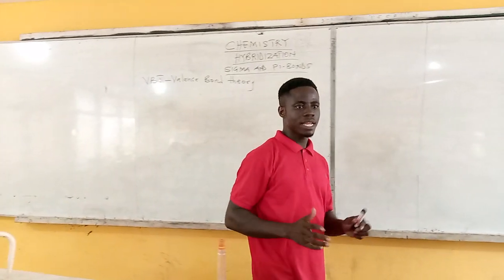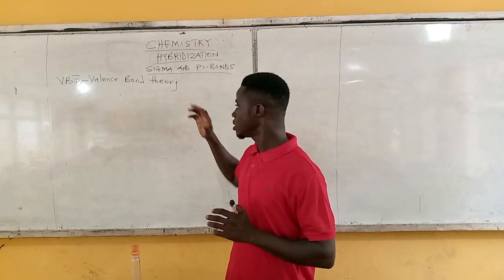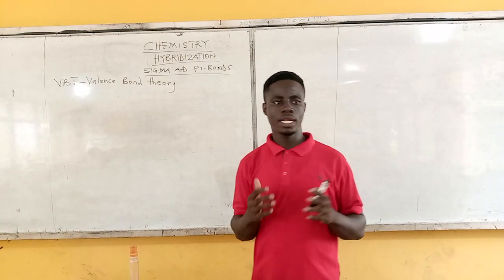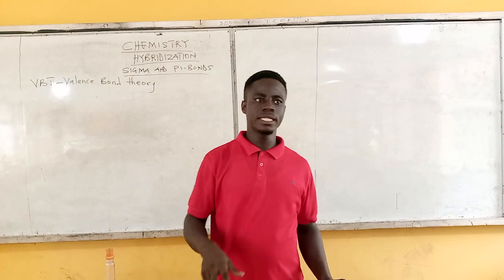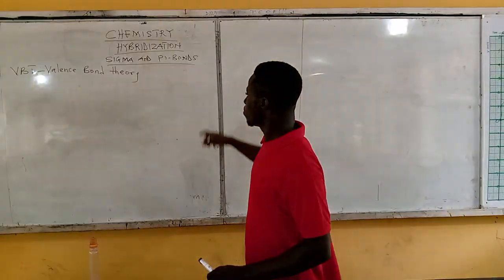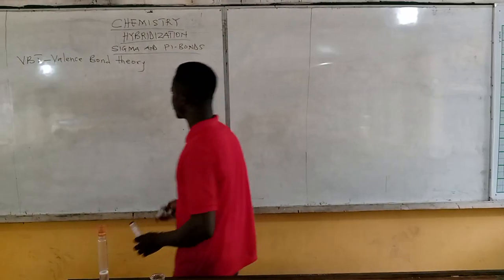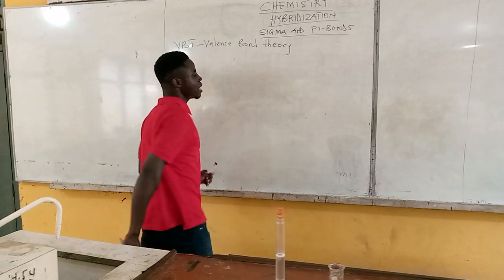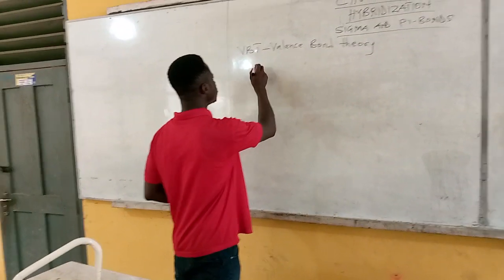So when you pick the valence bond theory, we are going to discuss everything concerning this theory, and that will help us to understand the various types of covalent bonds in hybridization. There are two main types, and that is what we call sigma and pi bonds. So let's look at how these bonds are formed.